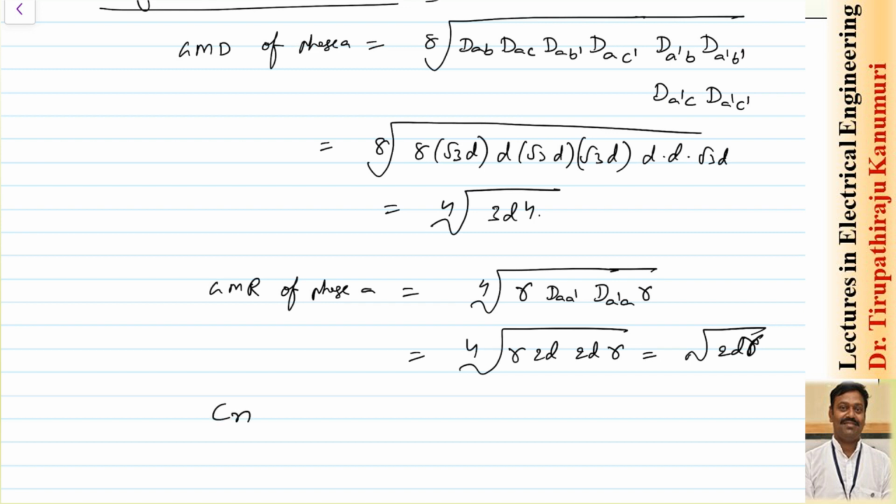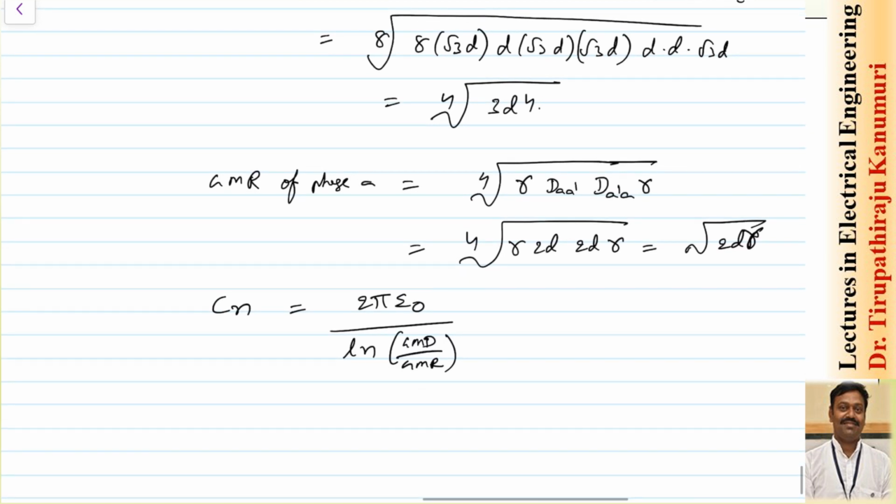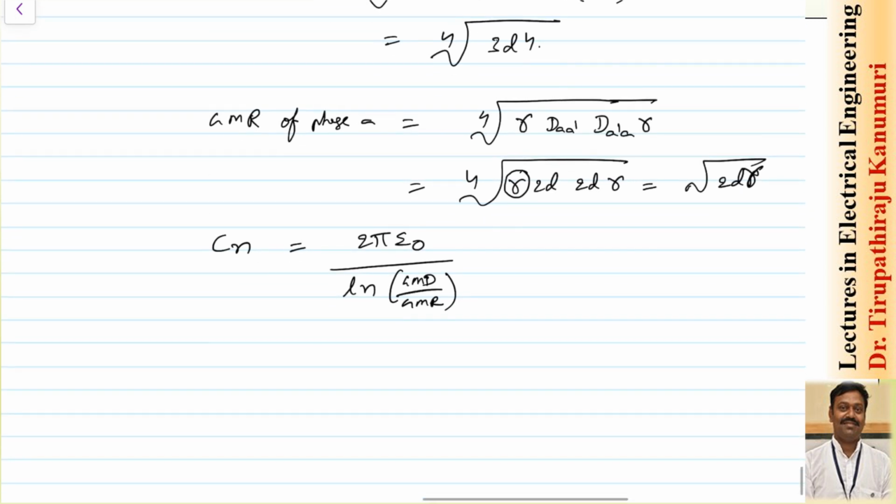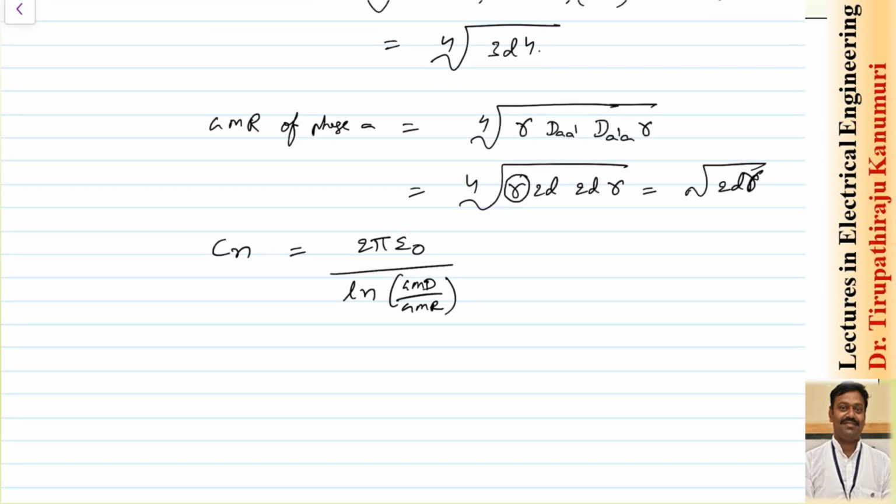So I can calculate the capacitance for phase 2. Cn will be equal to 2 pi epsilon naught into ln of the value of this GMD divided by GMR. Here you have to remember, while calculating GMR for capacitance, we have to take the radius R only, not R dash, because in the case of inductance we have taken R dash because we have to account for internal flux linkages. Here internal electric field intensity will not be there, that's why we have to take the radius R. So this we have already discussed before.